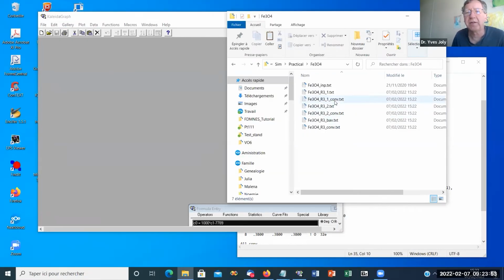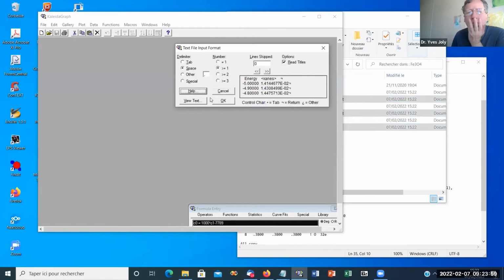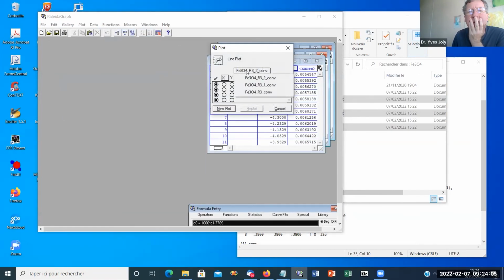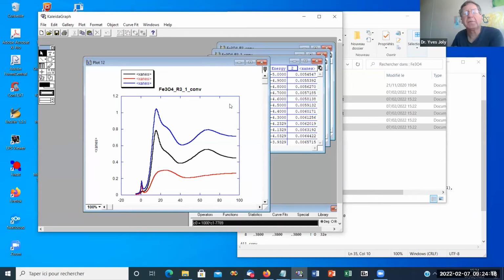I have to put them. So, the first one. Okay. So here you can recognize just by the shape the octahedral site. Typically the one. Here, the shape is very different, and you have a big pre-edge.